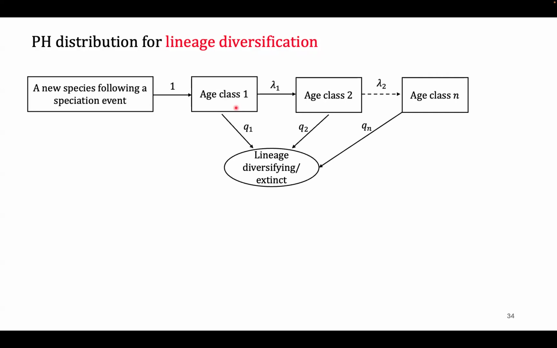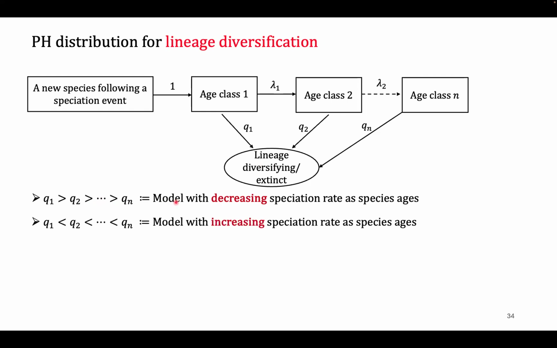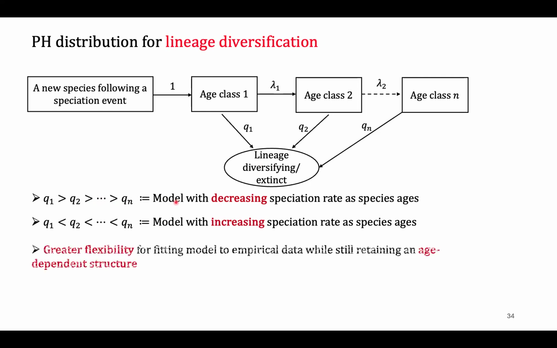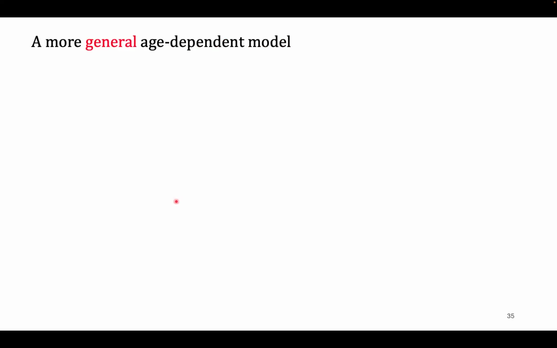What is good is that from any of these age classes, the process can escape to this immovable state. You can adjust these rates, Q1, Q2, all the way to Qn, to accommodate different age-dependent models. By having this kind of relationship, you can have a model with decreasing speciation rate as species age. Or if you swap the order of the relationship between rates, you can have a model, say, with increasing speciation rate as species age. And so you have greater flexibility for fitting models to empirical data. I'll show you in the next slides that this statement holds.